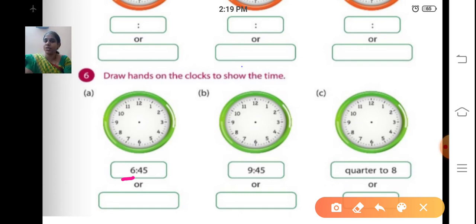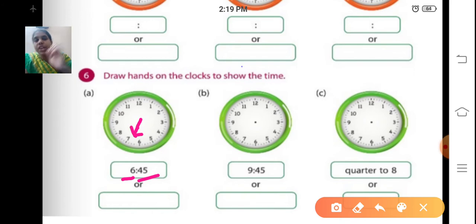So, where should the smaller hand be? It should not be exactly at 6. It should be in between 6 and 7, because it is going to be 7. Only 45 minutes, just see the minutes. 45 minutes it has crossed. So it is going to reach 7. So it should be in between 6 and 7. Don't forget. Don't draw it exactly at 6.